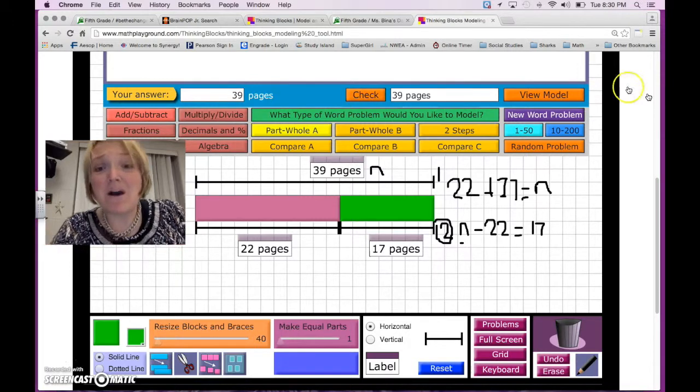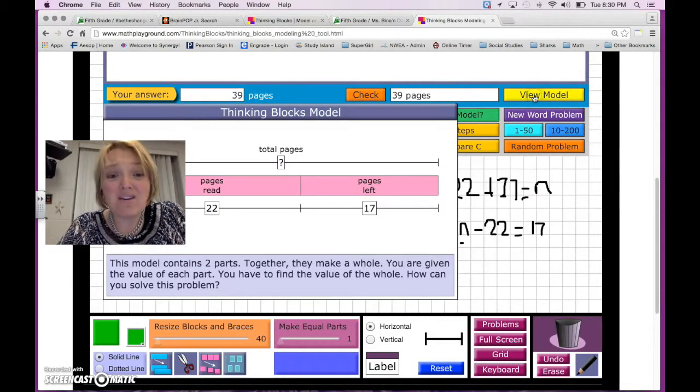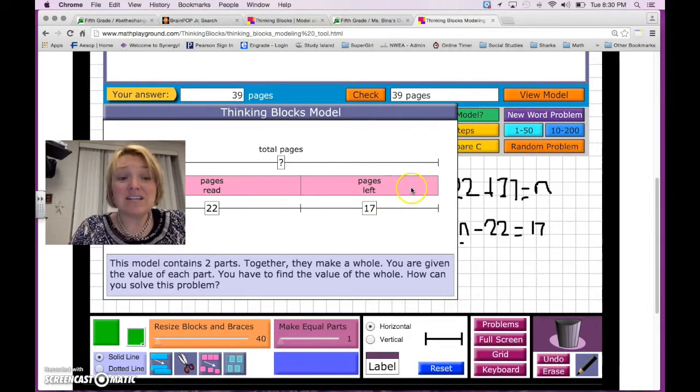So I can even check the model. If I take this and I go, view model, and look at that. That was pretty good. I didn't label it like this, pages read, pages left, but my model looks pretty much identical. So I did a pretty good job.